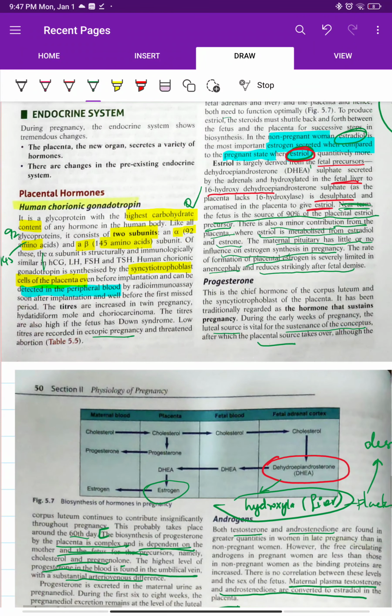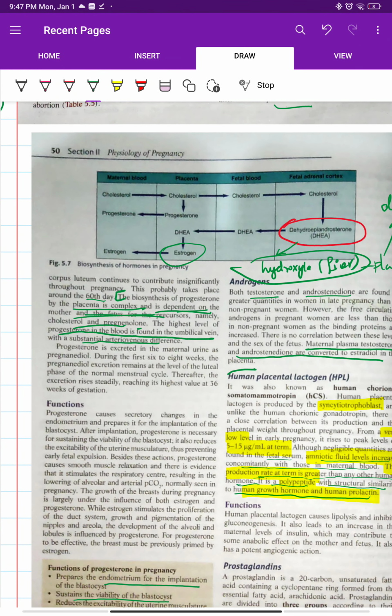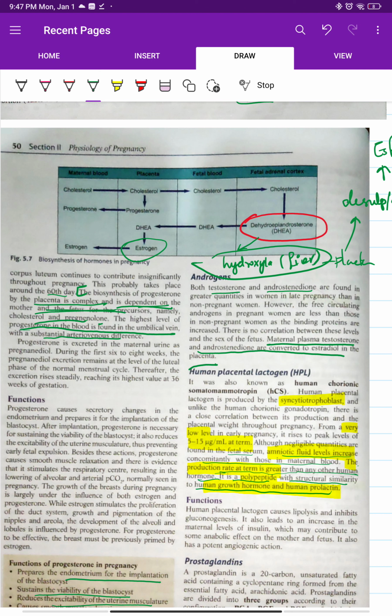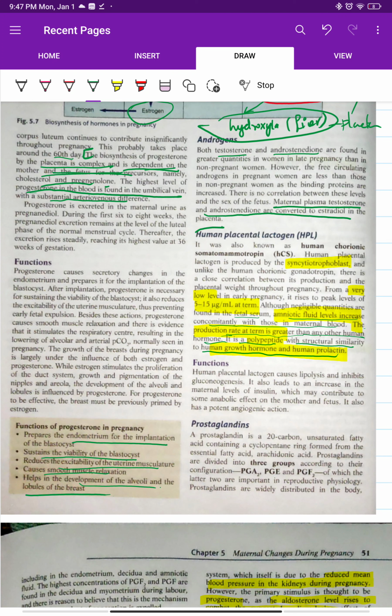So we have covered HCG, estrogen, progesterone, and human placental lactogen, and androgens also. We know that testosterone and androstenedione are converted to estradiol by the placenta, in the maternal plasma.